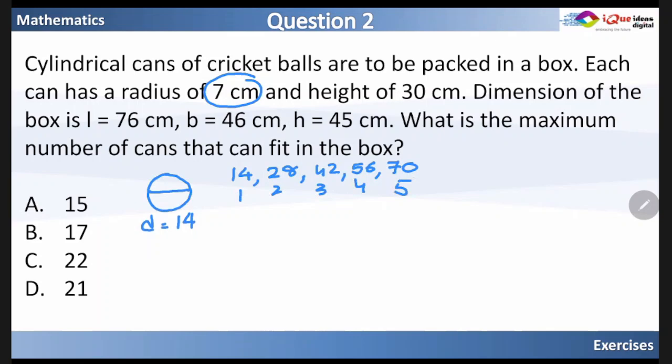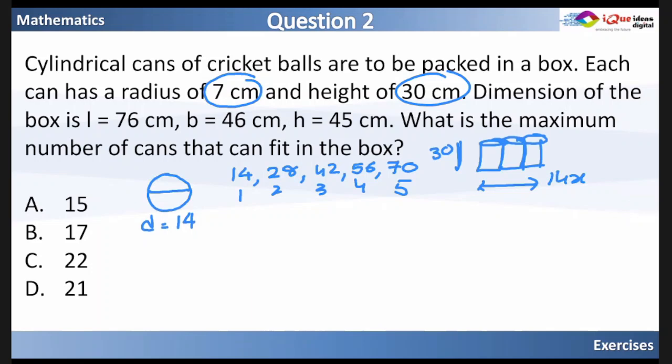Correct? So for one ball, two balls, three balls, four balls, five balls, and so on, these are the lengths required. Okay. And obviously the height of the can, this is the diameter. If I stack them like this, then the width will be a multiple of 14, and the height is always going to be 30 centimeters. So if I keep one can 30 centimeters, if I keep one can on top of the other can 60 centimeters, and so on and so forth.